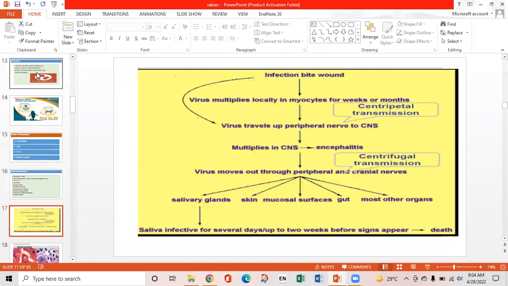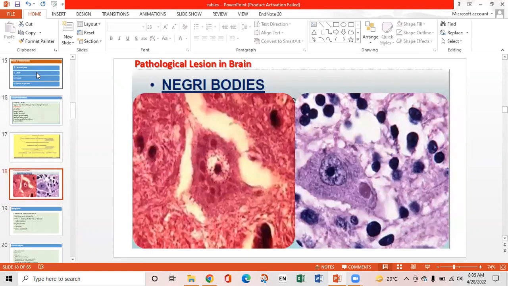This picture shows that from the infected bite wound, the virus multiplies in monocytes for weeks and months. Then the virus travels to the peripheral nervous system. From here it multiplies in the central nervous system, causing encephalitis. The virus moves out through peripheral and cranial nerves, and then spreads towards the salivary glands, skin, mucosal surfaces, gut, and most other organs. Pathological lesions in the brain are Negri bodies. These are the Negri bodies that are caused by the bite of a rabid animal.